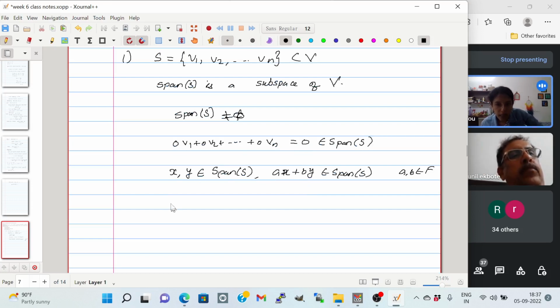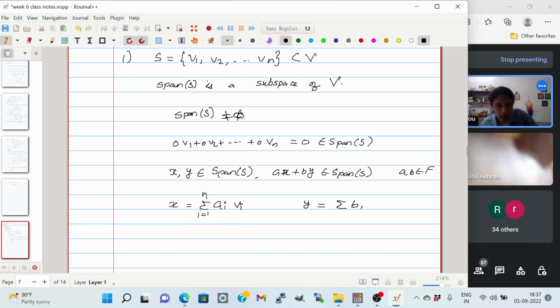So x and y in span S. I am taking x as sigma ai vi where i varies from 1 to n. x is an element of span S, so it can be written as a linear combination of v1 to vn, that is a1 v1 plus etc. plus an vn. And I can write y as sigma bi vi, some other combination of the vi's, where i is 1 to n. y is also in span S, so y is written as a linear combination.